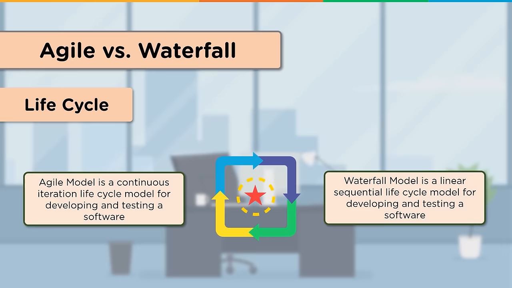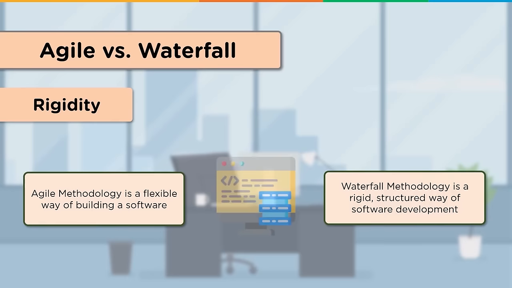The second difference we will see is on the basis of rigidity. As we know, agile model is a very flexible way of building a software in which the feedback or changes may be accepted even after the development has begun. Whereas, the waterfall model is least flexible and the structure of the model is rigidly followed while developing a software.